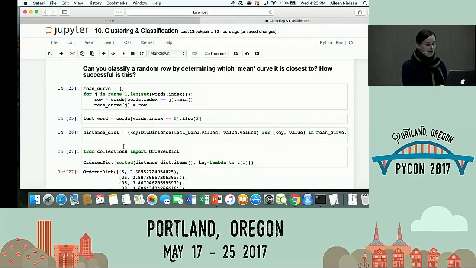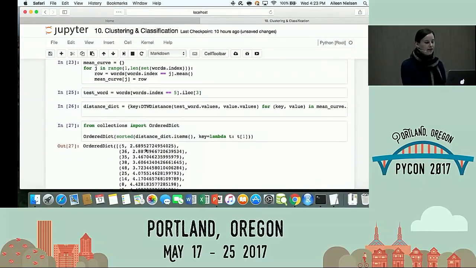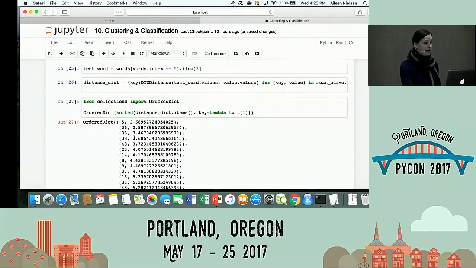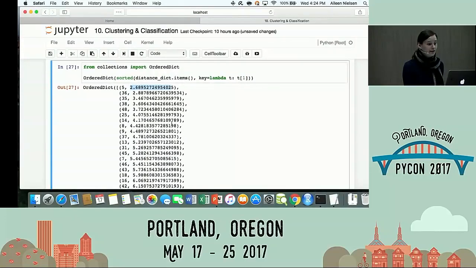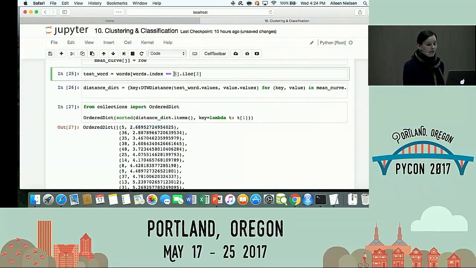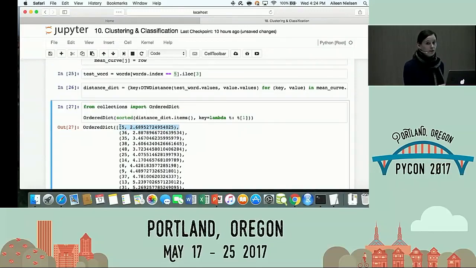Okay, that has run. And now I'm going to do an ordered dict. And look, lo and behold, when I run my dictionary and sort it, on the left I have my word type, on the right I have my dynamic time warping distance, and I randomly picked a type 5 word. Lo and behold, the closest thing is indeed the idealized curve of type 5. Great news. Is it the best possible news, though? What do you guys spot here? Type 36 is also awfully close, right?